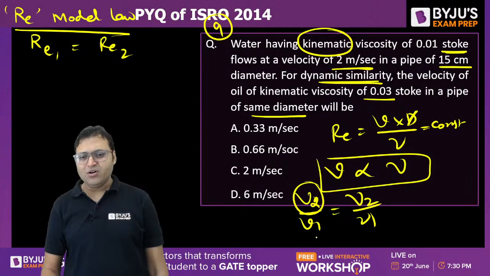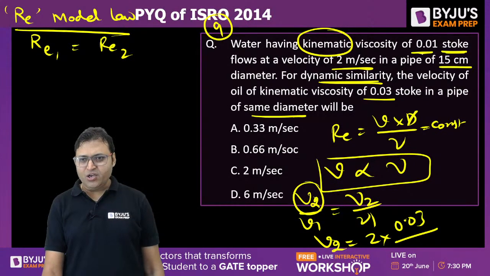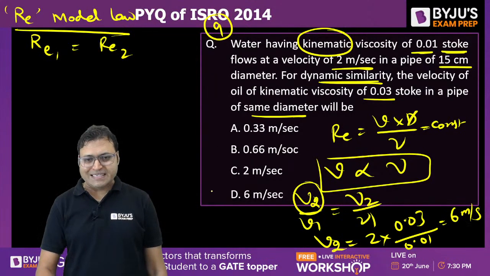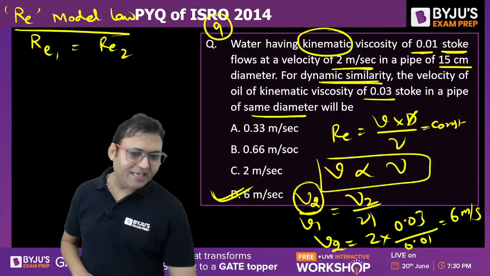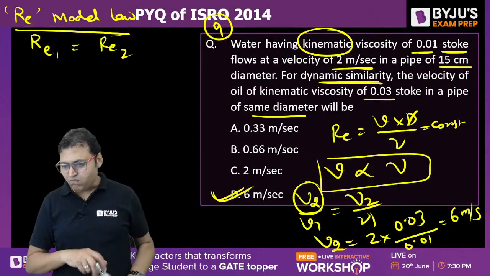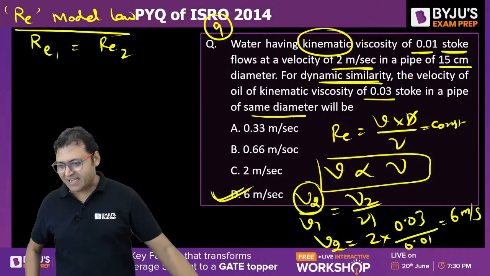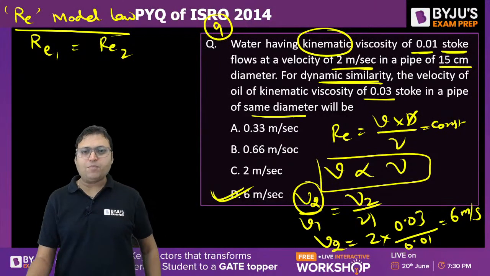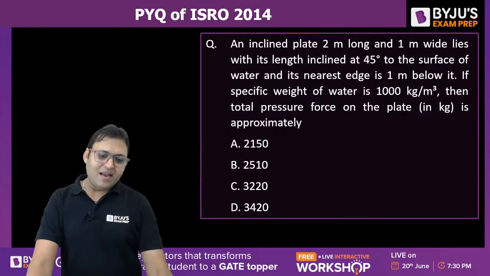You use the Reynolds model. So V2 is equal to what? V1 is 2, nu2 is 0.03 upon nu1 is 0.01. So 2 into 3, it is very simple. 6 meter per second is the correct answer. D is the right answer for the given question. It is 6. Option D, isn't it? Question number 9, option D is the right answer. Let us move to the next question.